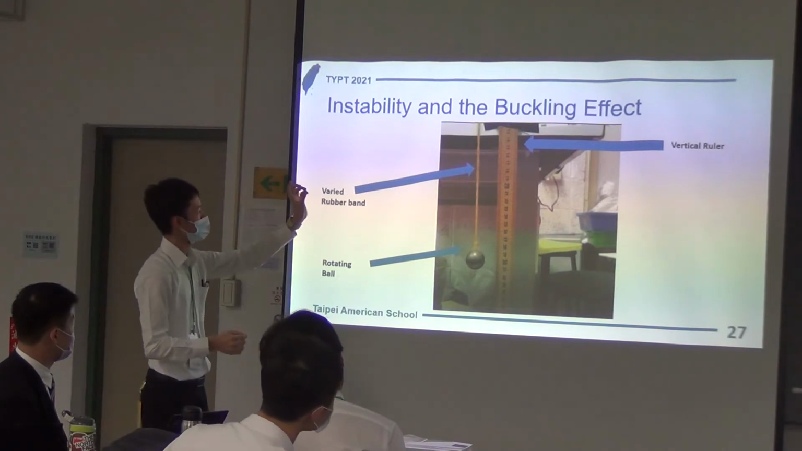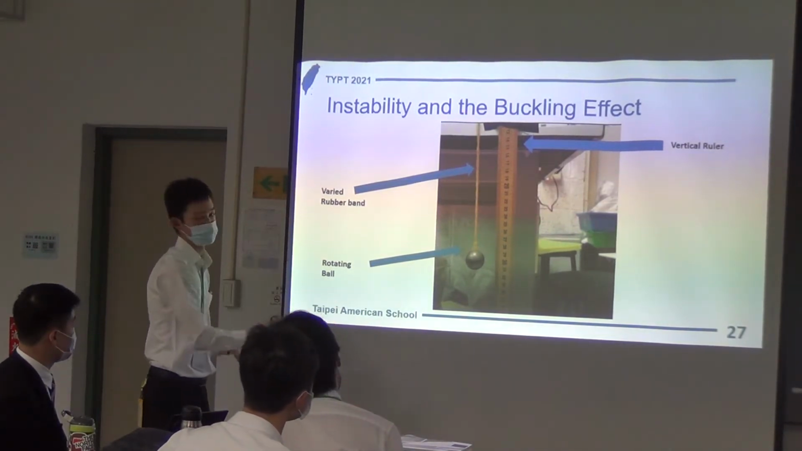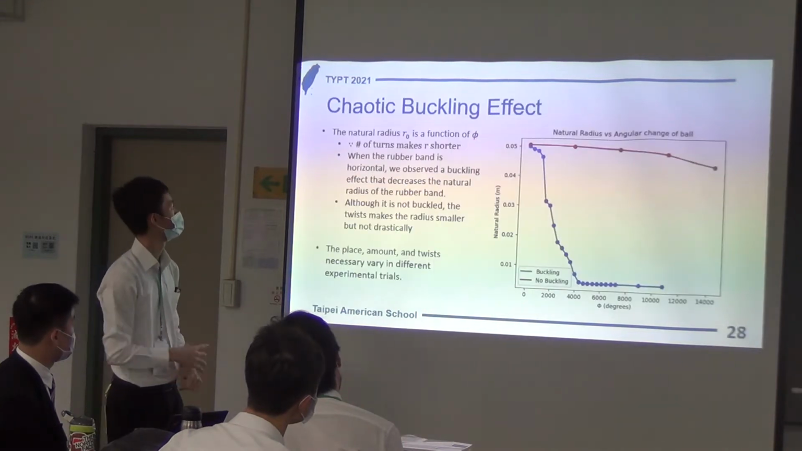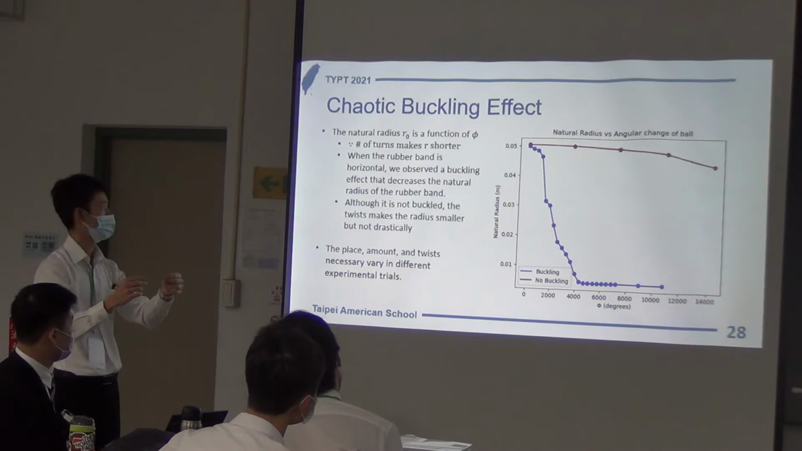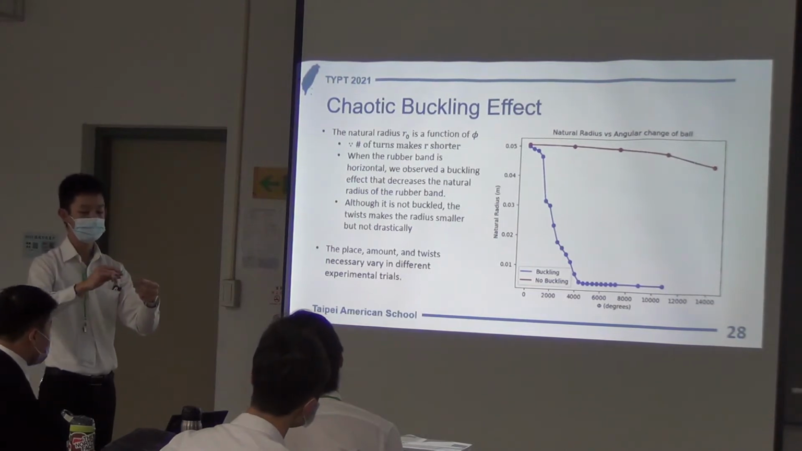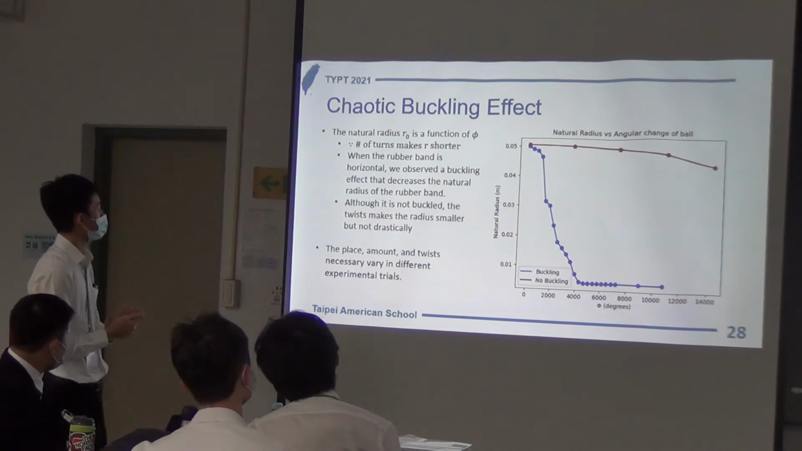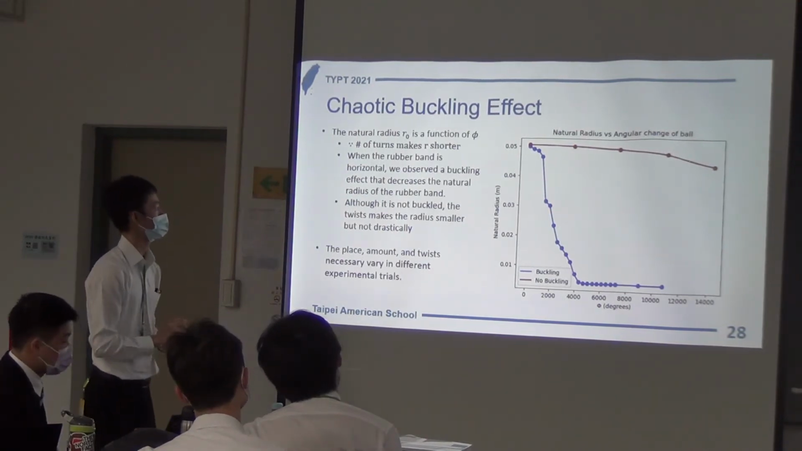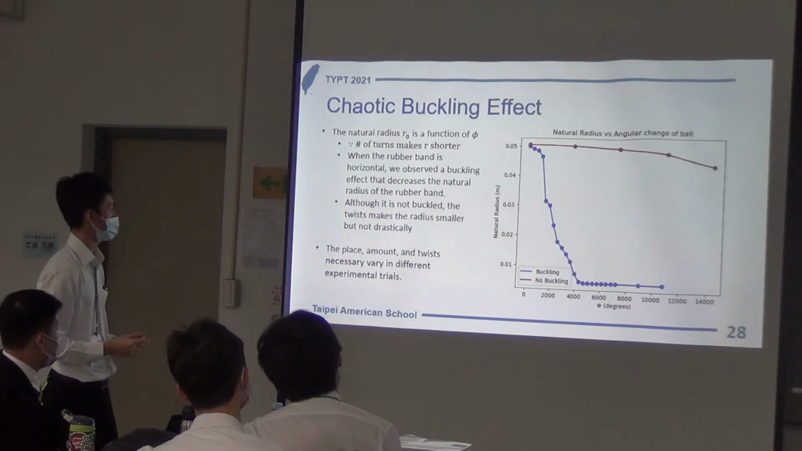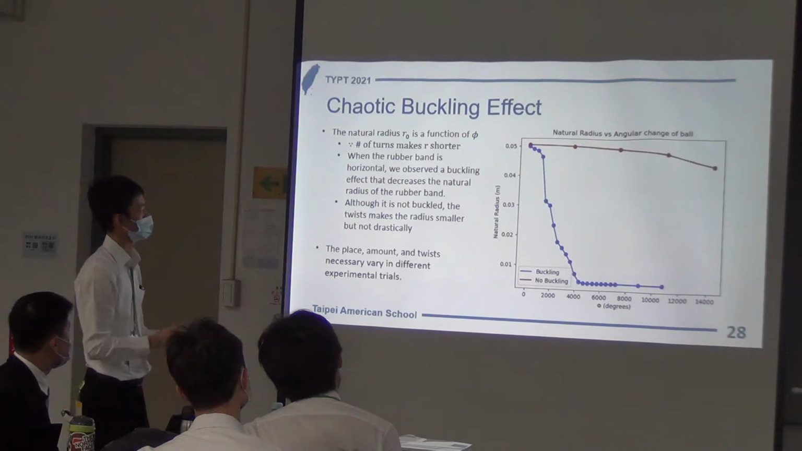We designed our own specific experiment to discover the buckling effect. First, we have a ball hanging on the rubber band that's rotating with the vertical reversed, so you can measure how long the rubber band is. We hypothesized that the natural radius of the rubber band is a function of theta, which means the more you turn the rubber band, the more it squeezes into itself. When the rubber band is horizontal, we observe a buckling effect that decreases the natural radius of the rubber band. Although it is not buckled, the twists only make the radius smaller, but not drastically.